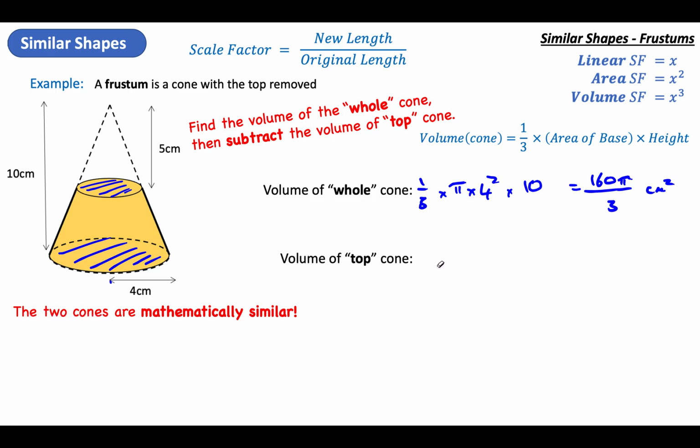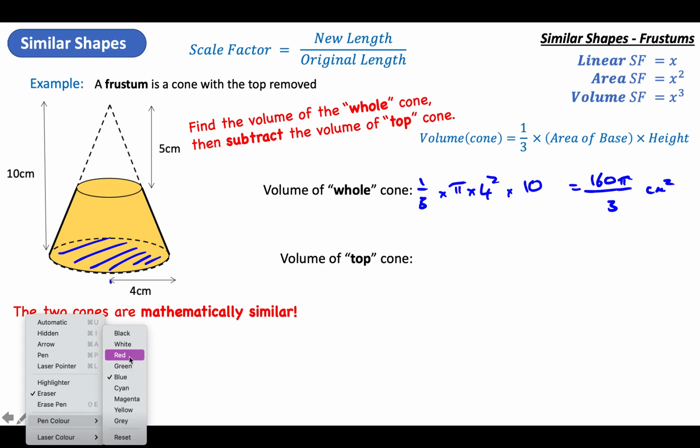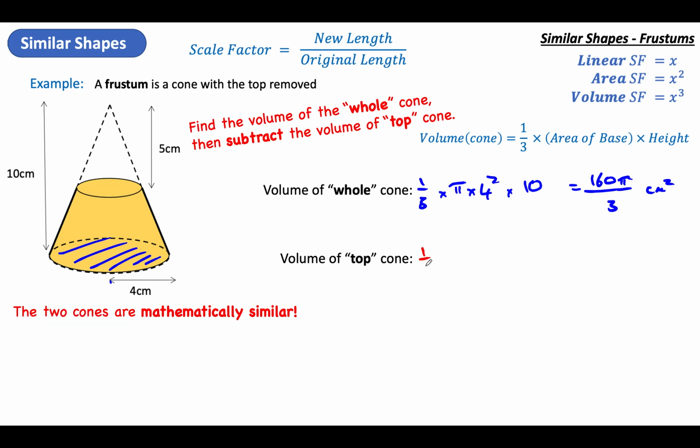I'm going to do this bit in a slightly different colour, because that might help you think. So 1/3 times the area of the base, and the base is this bit here of this top cone, isn't it? That's the top cone. So pi times radius squared. Well, hang on, there's no radius. There's no measurement. Well, this one was 4, and this one is that.